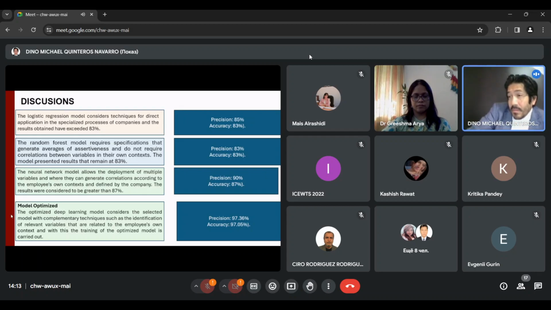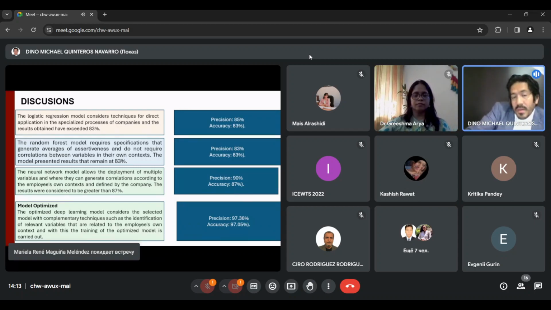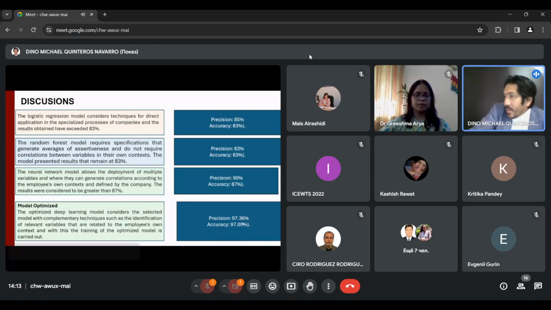Model optimization. The optimized deep learning model considers the selected model with complementary techniques such as the identification of relevant variables that are related to the implementation of context, and with this the training of the optimization model is correct. It is the model with 97 precision, accuracy 97.